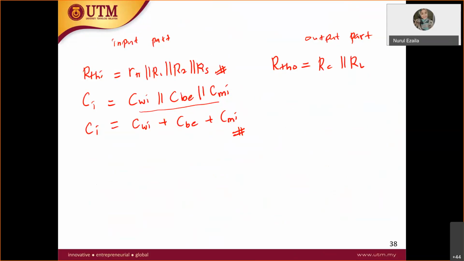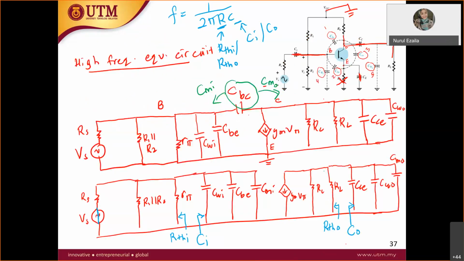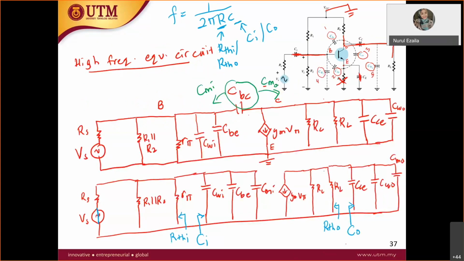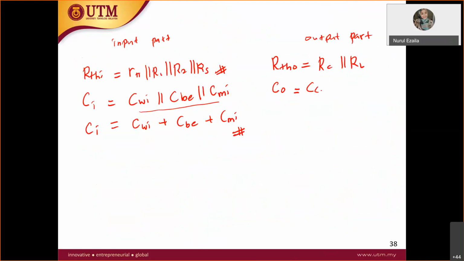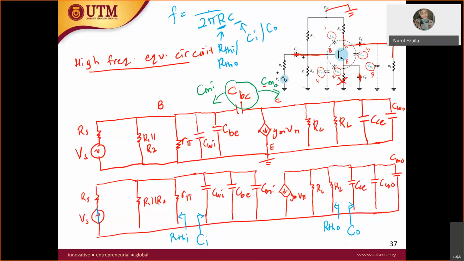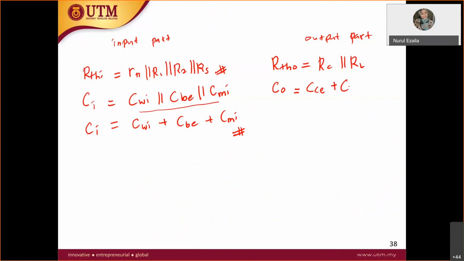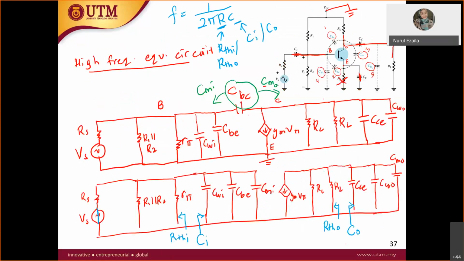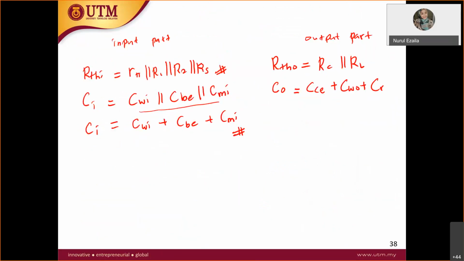While C out is equal to all this in parallel: CCE parallel with CW out, parallel with CM out. Too many, right? CCE, plus CW out, plus CM out. Okay, done at the input and output part. Now not yet done.